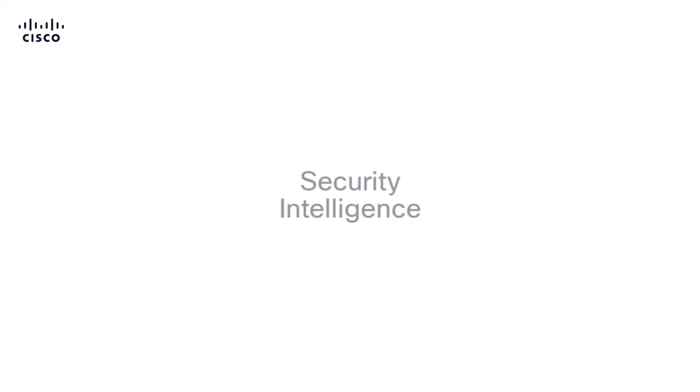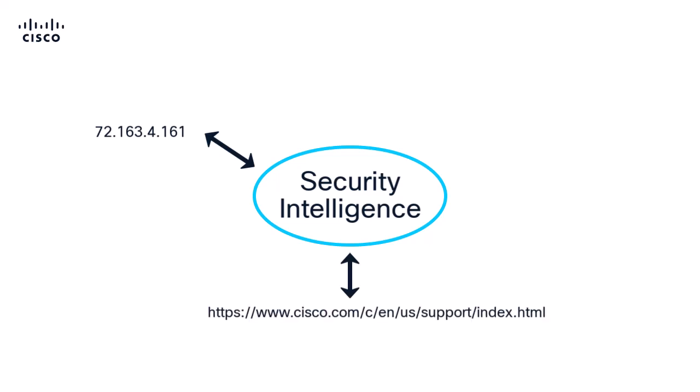It is important to know that security intelligence works by blocking traffic to or from IP addresses, URLs, or domain names that have a known bad reputation. In this video, the main focus is domain name blacklisting.